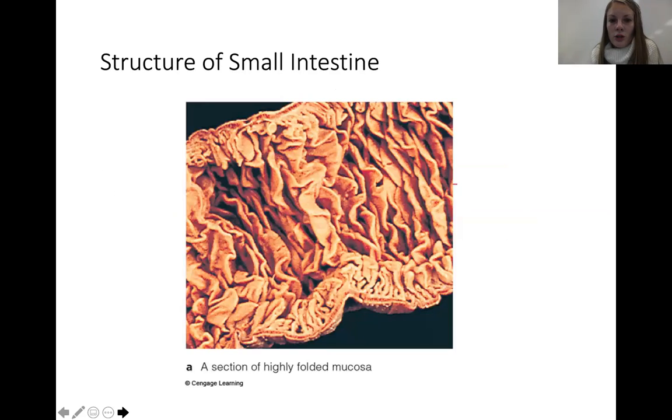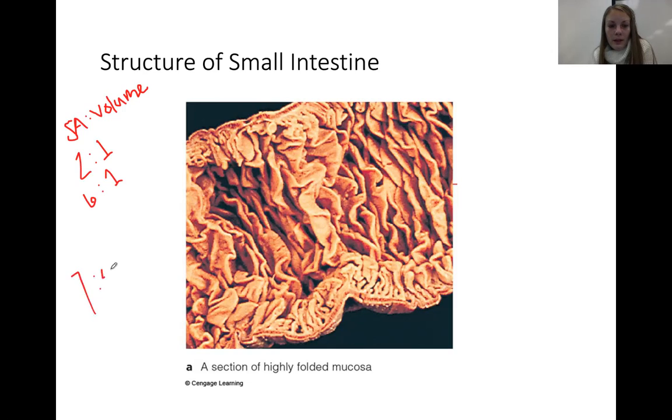Okay, here's just a structure of the small intestine, and we got to see that in the rat last week, which was pretty great. But because it is folded, we talked about that surface area to volume ratio. Remember, we want to be as efficient as possible. We want a large surface area to volume ratio, so we want something like 2 to 1 or 6 to 1. Those are super great, super big surface area to volume ratios. Something like 7 to 4 is not as big of a surface area to volume ratio.